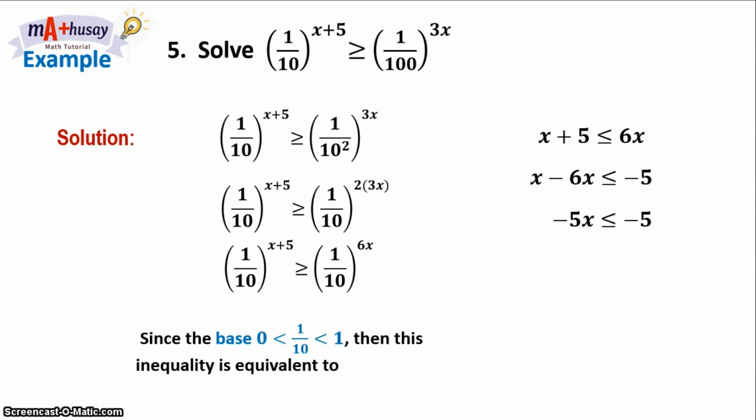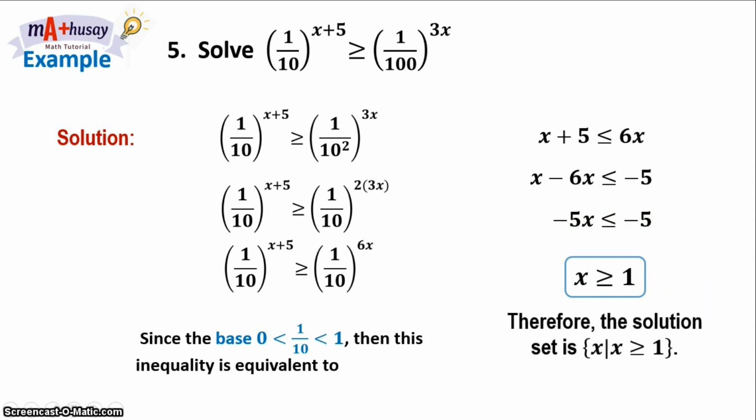So, kung magdi-divide tayo by negative 5, so ang mangyayari, magbabago na naman ulit ang direksyon ng ating inequality symbol. So, we have x must be greater than or equal to positive 1. Kasi nga, di ba, negative 5 divided by negative 5, it's positive 1. Hence, the solution set is the set of all x such that x must be greater than or equal to 1. Claro?